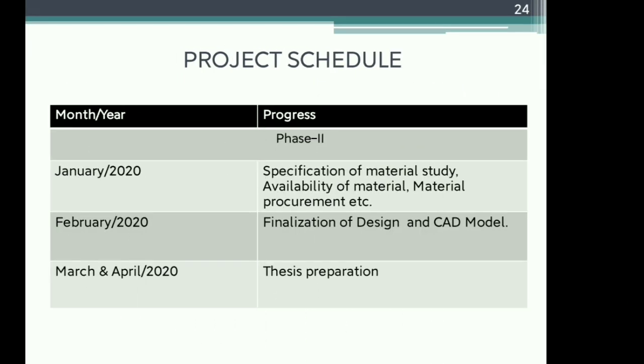Now phase 2. As we all know, with the outbreak of the novel COVID-19 virus, the progress of our project was immensely halted and disturbed. As a result, we could not complete the fabrication of our working model. But to compensate, we tried our best to complete the project work with proper CAD models and analysis. We started our thesis preparation during the month of March and finished it by April.